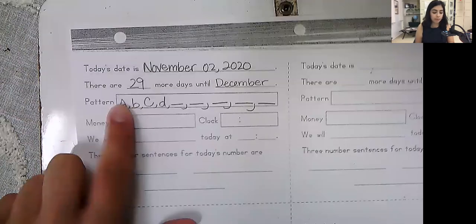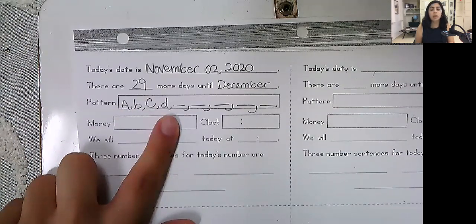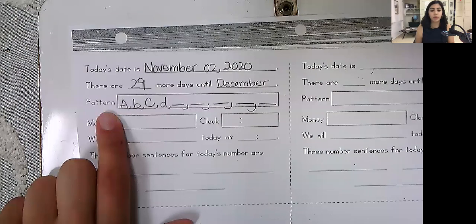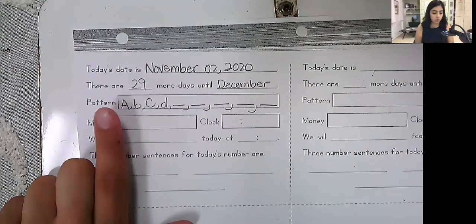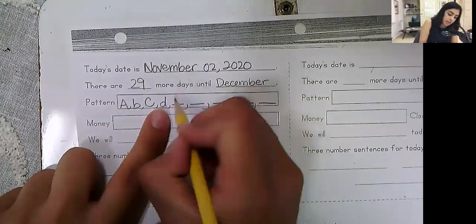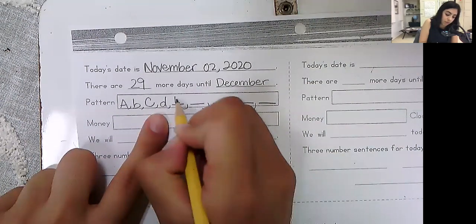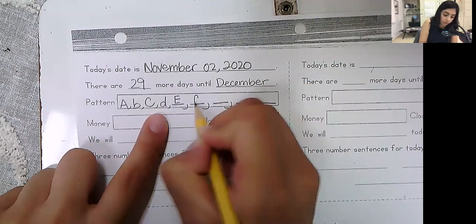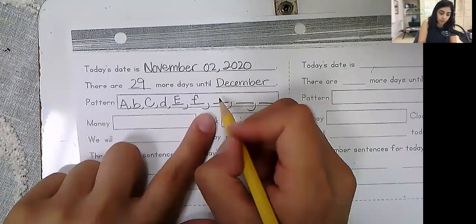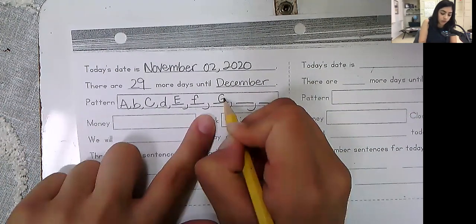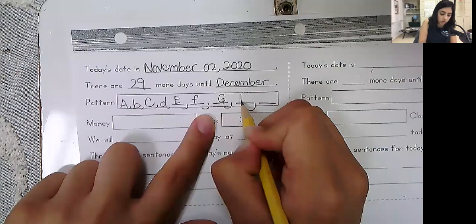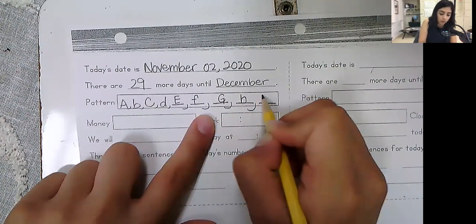So it's capital, capital, lowercase, lowercase. So I think that's the pattern, and I think it's going from alphabetical order. So it goes A, B, C, D, E, capital E, lowercase f, G, capital G, lowercase h, capital I.